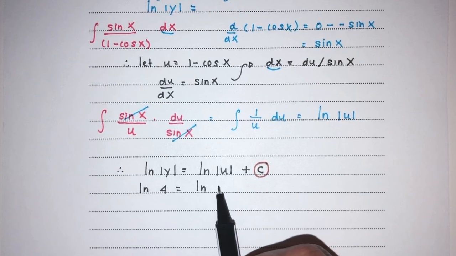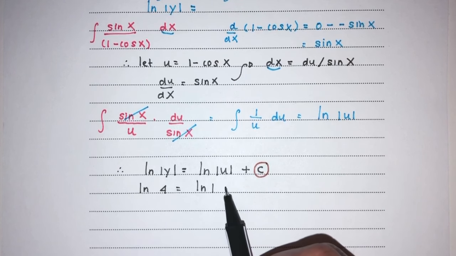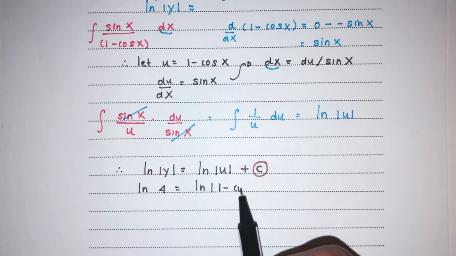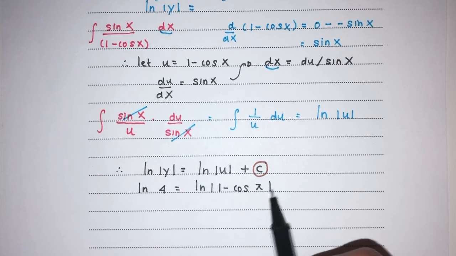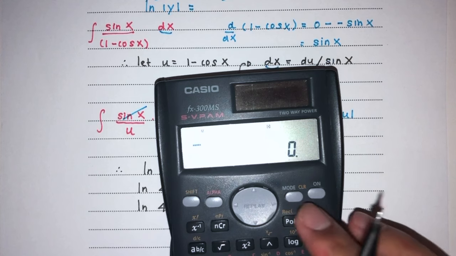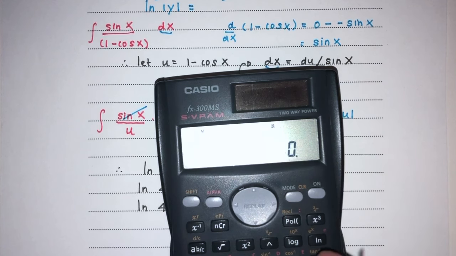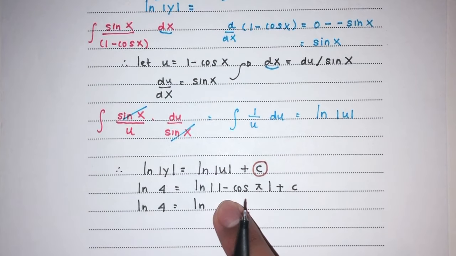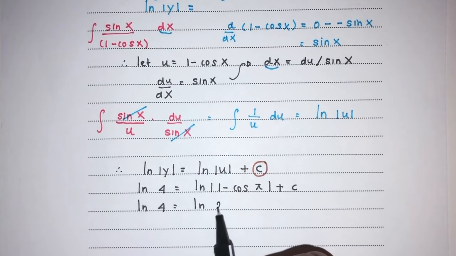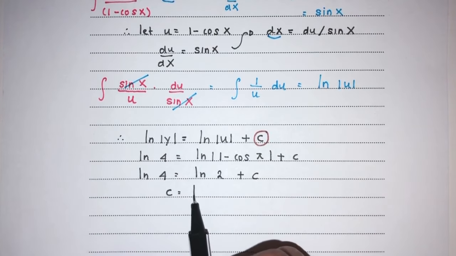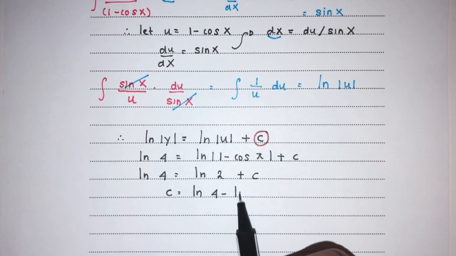Ln, this is u is what? U is equal to 1 minus cos x. So ln of (1 minus cos x) plus c. That will be ln of 4 is what? It is ln. Now what is cos of pi? So in radians, cos of pi is equal to minus 1. So 1 minus minus 1 is 2. That will be 2 here, and plus c. So finally, c will be ln of 4 minus ln of 2.